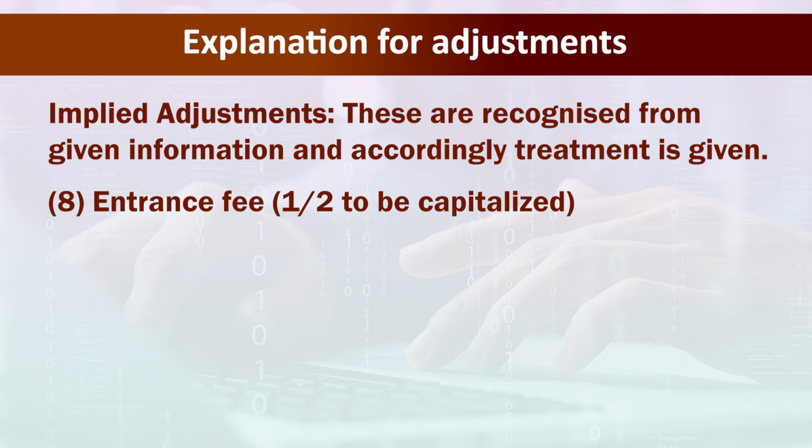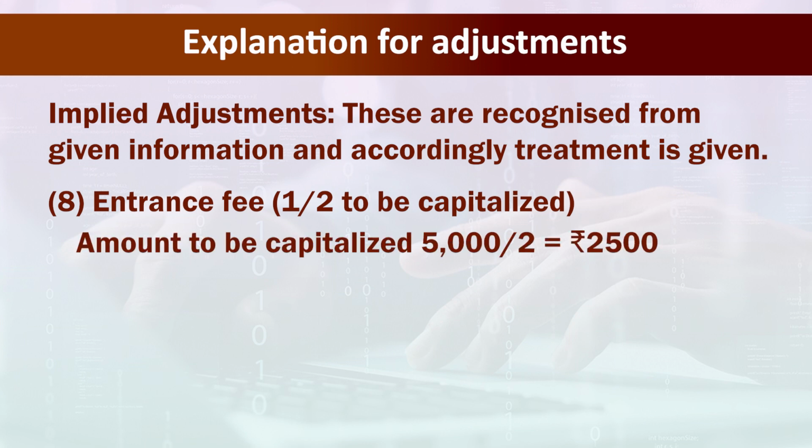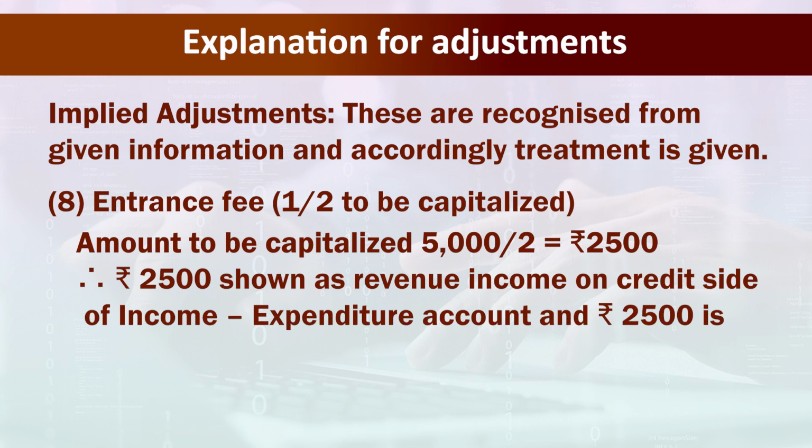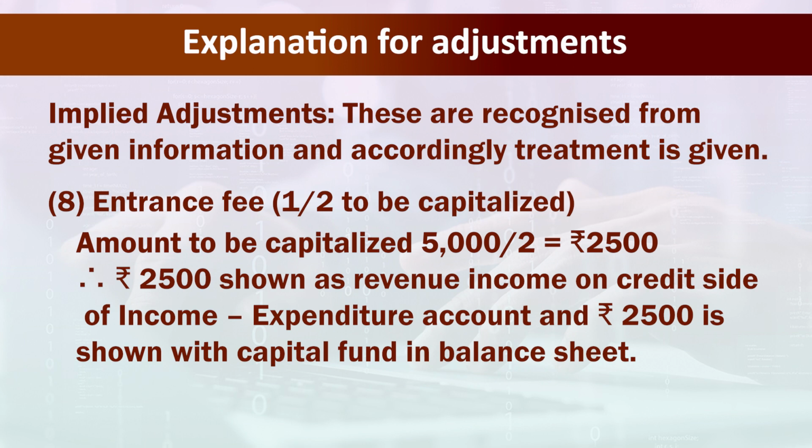The entrance fee, out of which half is to be capitalized, is the 8th entry. Amount to be capitalized is 5,000 upon 2. The amount is 2,500. Therefore, 2,500 is shown as revenue income on credit side of income expenditure account and rupees 2,500 is shown with capital fund in the balance sheet.